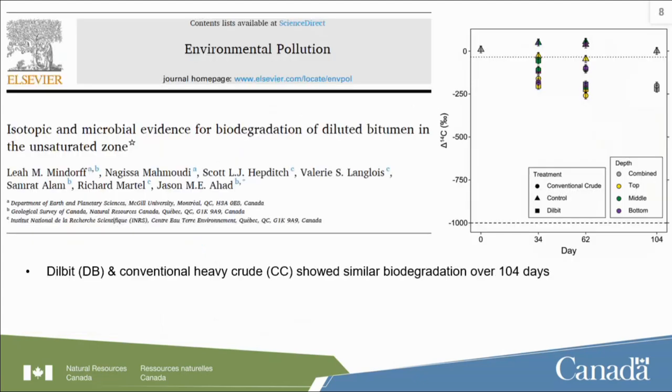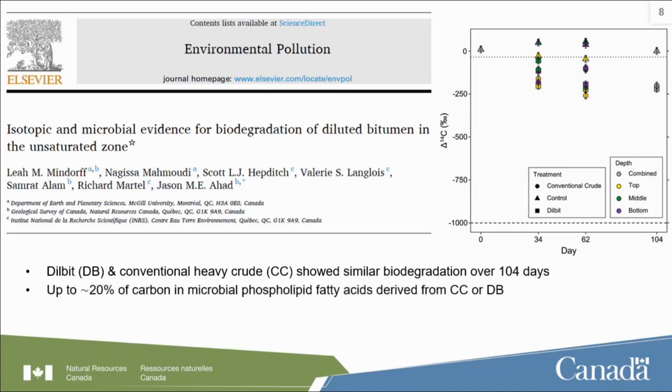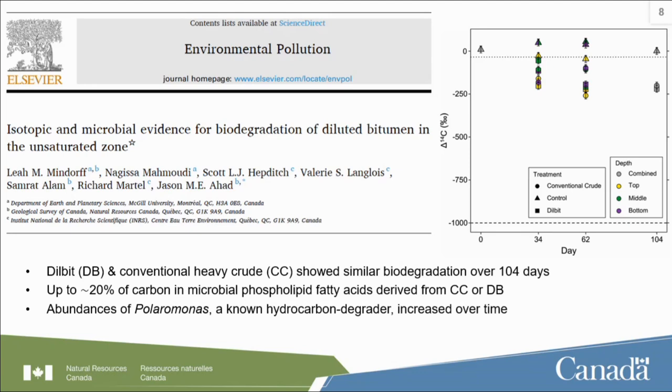These are results from the soil, looking at microbial incorporation of dilbit and conventional heavy crude carbon over time. Dilbit and conventional heavy crude showed similar biodegradation over 104 days. There wasn't any difference between conventional heavy crude and dilbit, which is very important from an engineering and remediation perspective. Up to 20% of carbon was found in PLFAs, whether from conventional heavy crude or dilbit. And in terms of microbial community species, there is a shift to known hydrocarbon degraders over time. So the natural attenuation potential for dilbit is similar to conventional heavy crude.